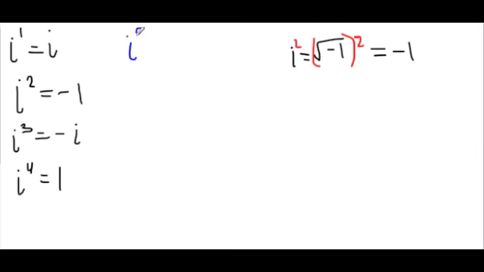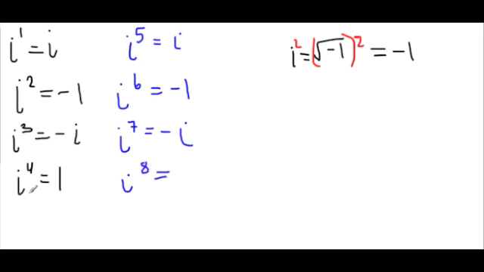i to the fifth is equal to i to the fourth times i, which is 1 times i, that gives us i. i to the sixth is equal to i to the fifth times i to the first, that's i times i, and from i squared we know that that's -1. i to the seventh, that's i to the sixth times i, that's -1 times i, that gives us -i. And i to the eighth, that's i to the fourth times i to the fourth, 1 times 1 is just 1.